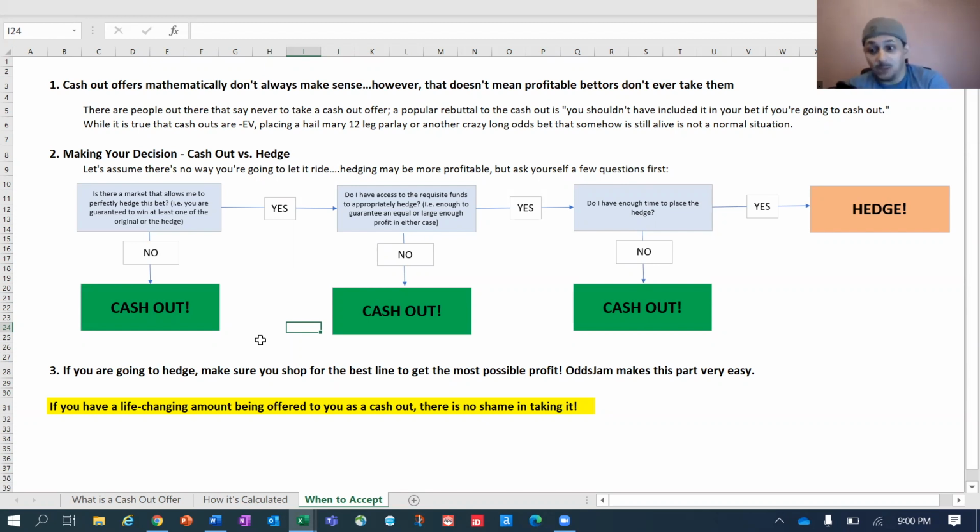Now, if the answer to all these questions that I just went through is yes, hedge it, because you will make more money doing it. But of course, that comes with having a lot of money tied up all at once. It does limit your opportunities.